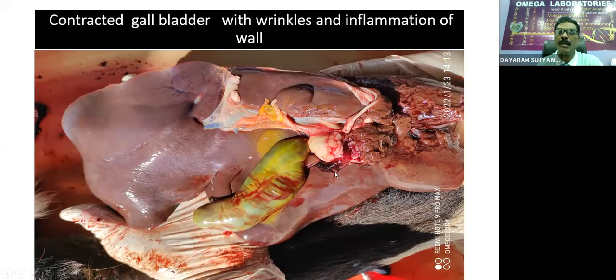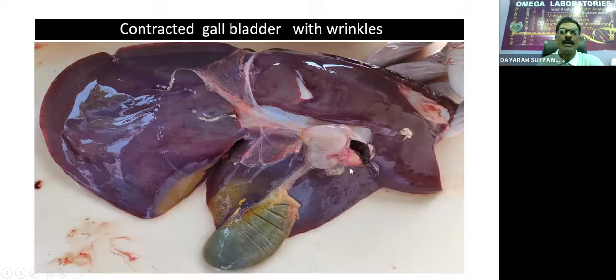So this could be observed because of these many conditions. You can see some of the fasciola are present over here. The rupture of liver parenchyma, blood clots are there, and along with that, some inflammatory reaction is present over the surface of the gallbladder. A contracted gallbladder with wrinkles is also present many times.